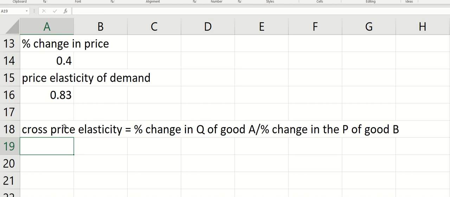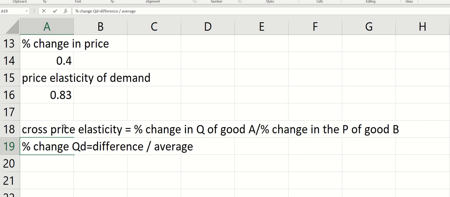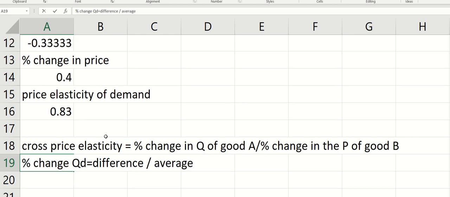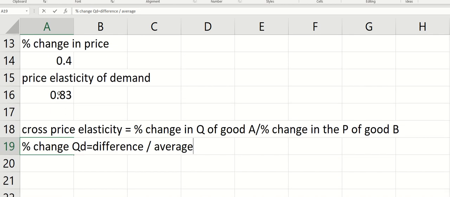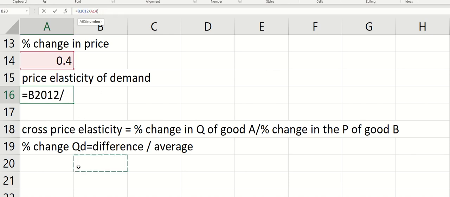So we're still going to do the percentage change in quantity, right? Remember, the difference divided by the average. Just like before, if you compare the cross price elasticity to the regular price elasticity of demand, the only difference is that for the price elasticity of demand, at the end we take an absolute value. That's where the ABS comes from. But for the cross price elasticity, do not take the absolute value because we care about the sign.